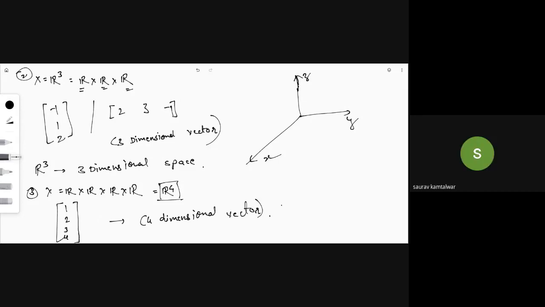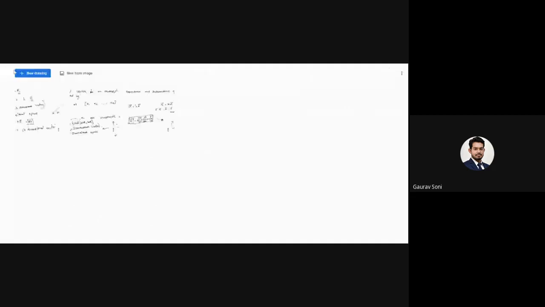Sir, how can we represent this? You don't have a graphical representation for a four-dimensional vector or a five-dimensional vector. These are just studied theoretically. There is no graphical representation for four-dimensional or five-dimensional.